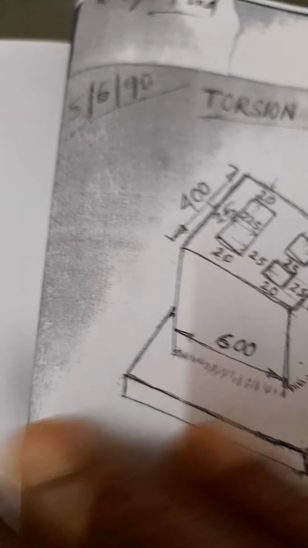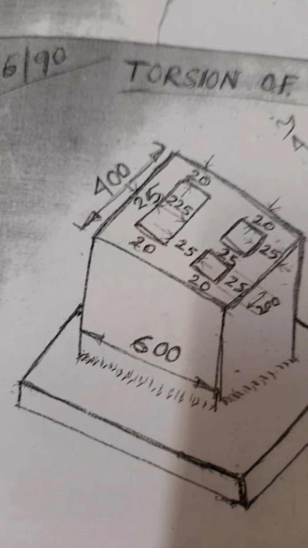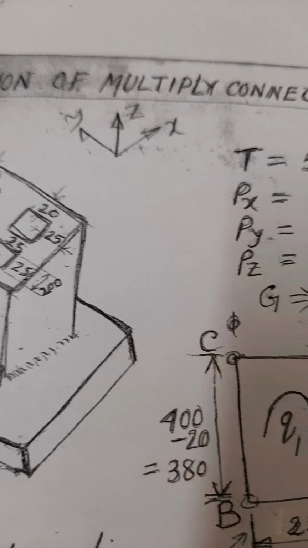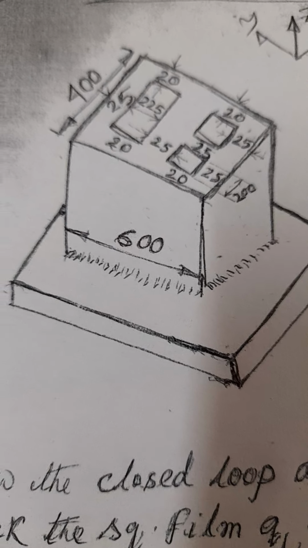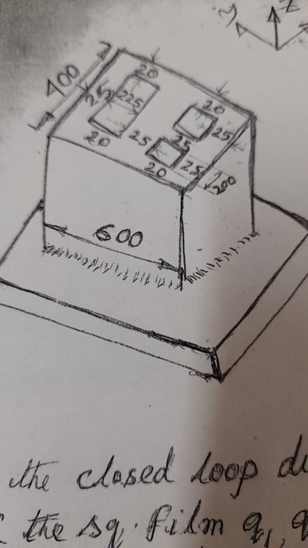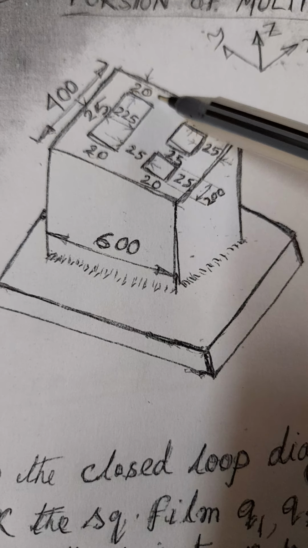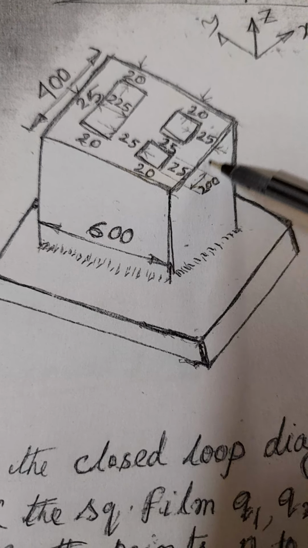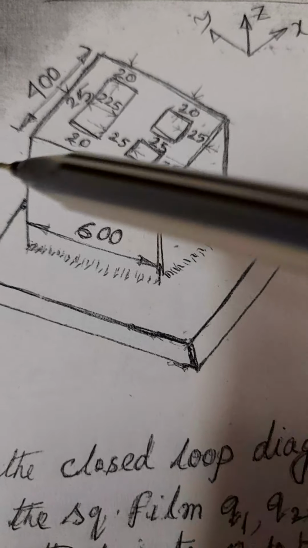Now, torsion of multiply connected thin tubes. Okay. Now, this is the figure given. This is the three-dimensional figure of the multiply connected thin tubes. This shear flows like this, and it will cover the total thickness.